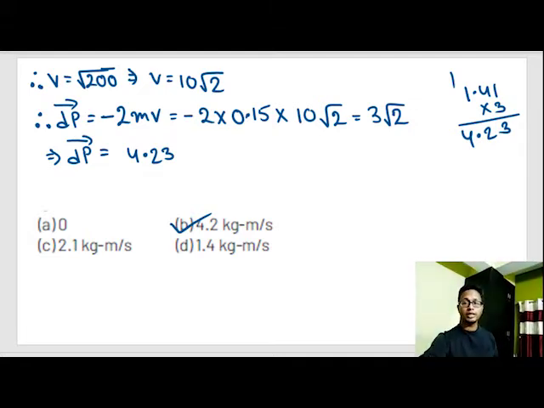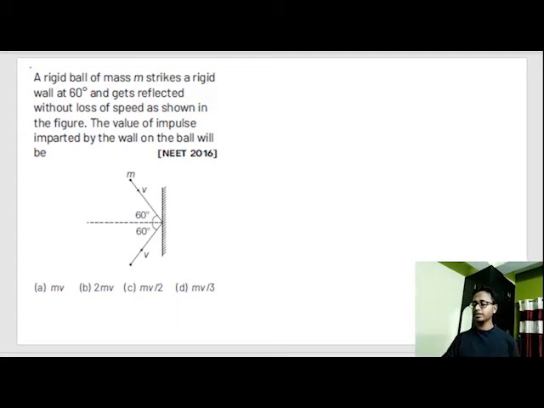Now let's proceed to the next question. A rigid ball of mass m strikes a rigid wall at 60 degrees and gets reflected without loss of speed, as shown in the figure. The value of impulse imparted by the wall on the ball will be... the diagram is a little bit wrong. Make the diagram like this. You can also do the opposite, but it's better you follow me.